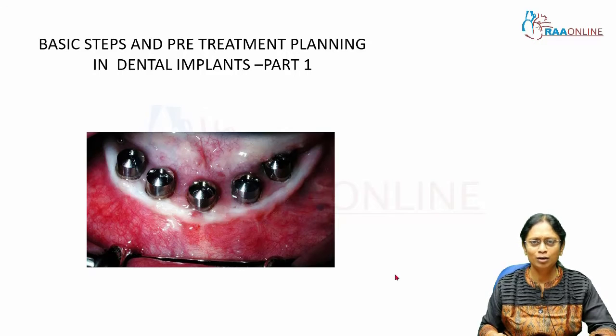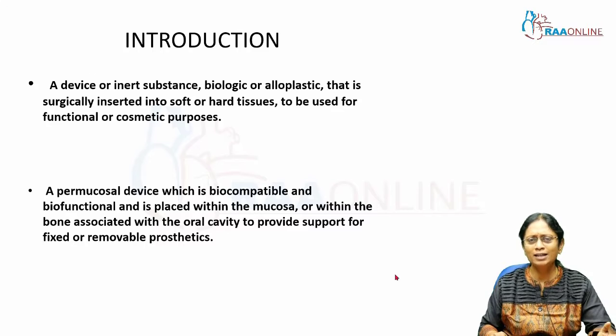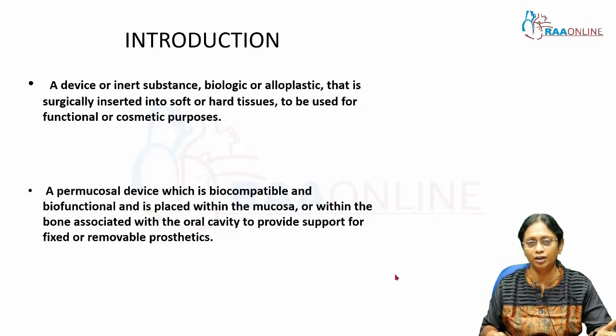Let's see. So what are these implants? These are inert substances that are introduced into the soft and the hard tissue used for cosmetic and functional purposes. They can either be in the soft tissue through the mucosa or into the hard tissue, into the bone, and it provides support to hold on to the prostheses that are there.